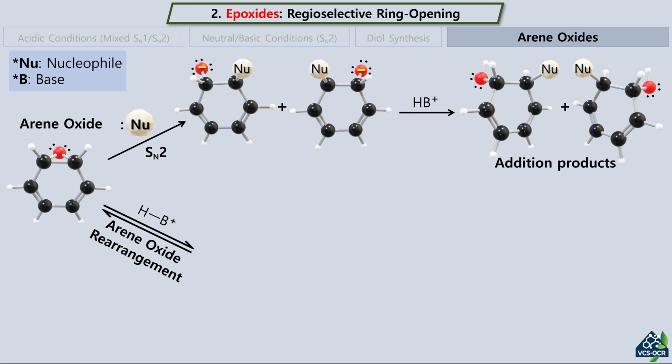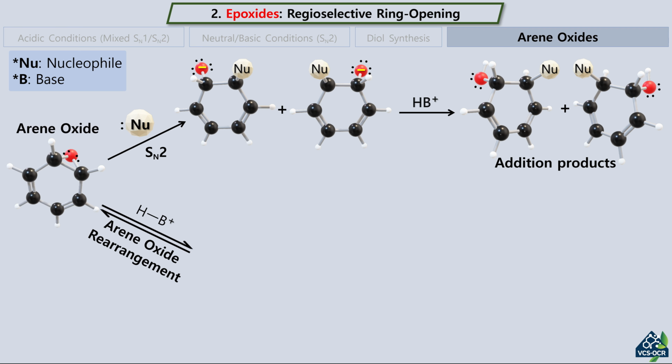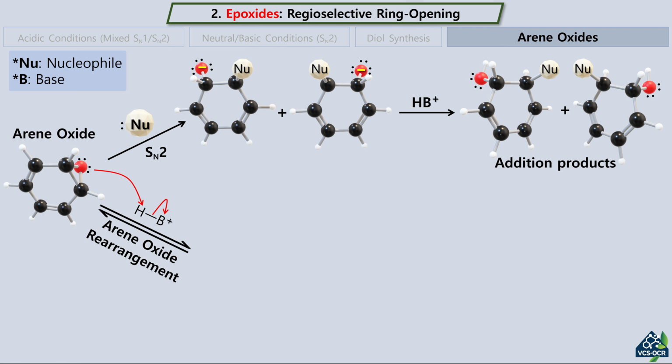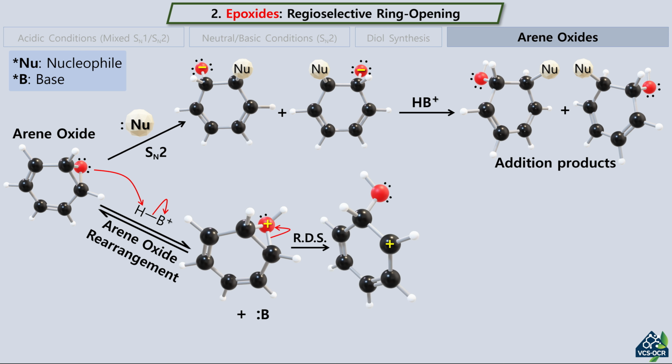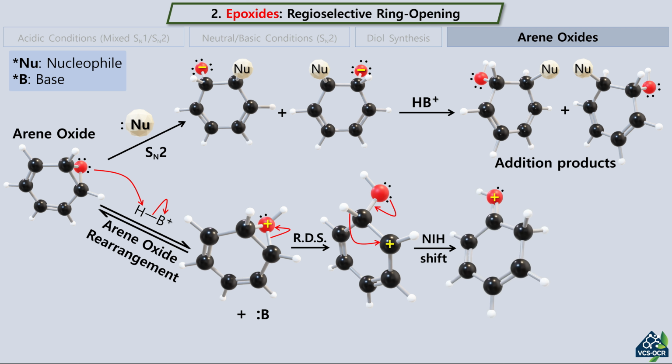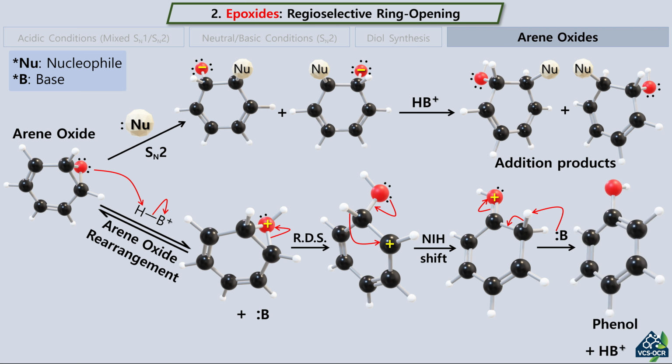Second, arene oxides can undergo rearrangement to form phenols. This pathway proceeds through acid-catalyzed ring opening to generate a resonance-stabilized carbocation intermediate. This is followed by a 1,2 hydride shift, commonly known as the NIH shift. Subsequent loss of a proton restores aromaticity, completing the transformation into a phenol.